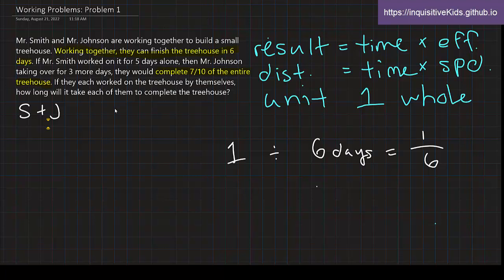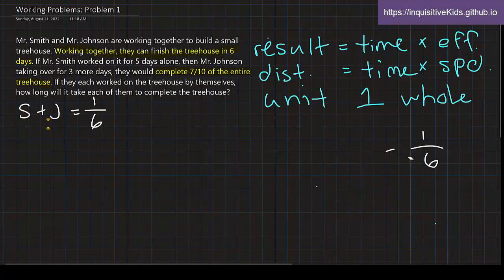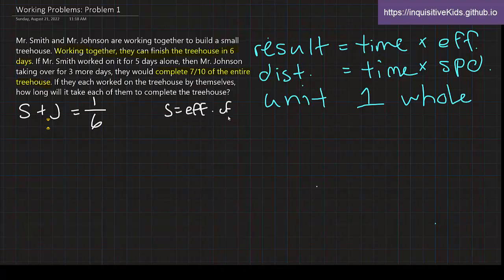That's efficiency. The efficiency would be 1/6, the result divided by the time. So 1 divided by 6, 1/6. Okay, so S plus J is equal to 1/6. S in here is equal to the efficiency of Smith, and J is equal to the efficiency of Johnson.